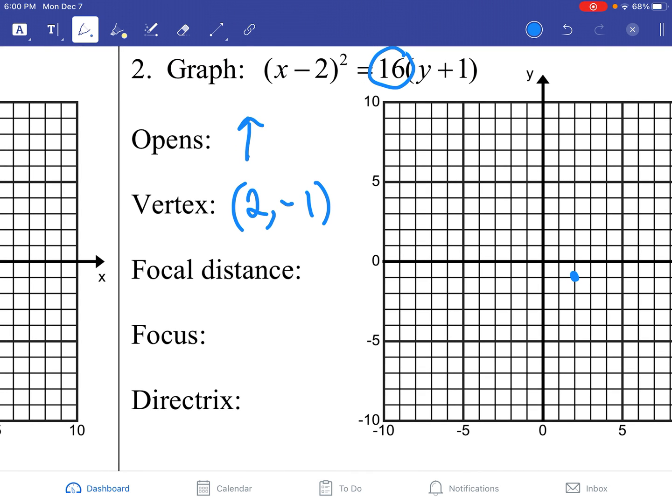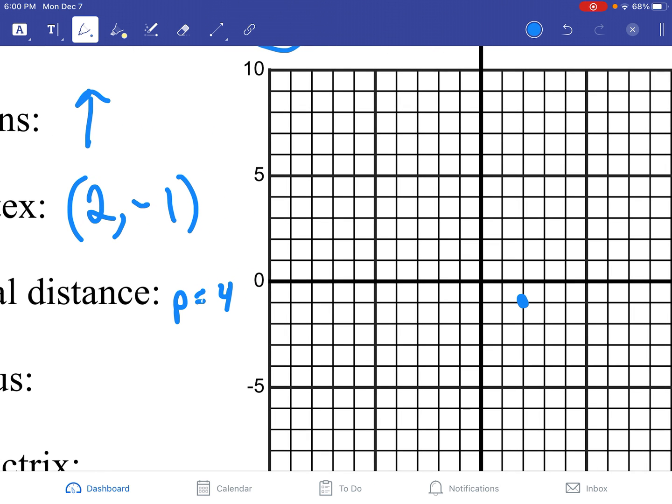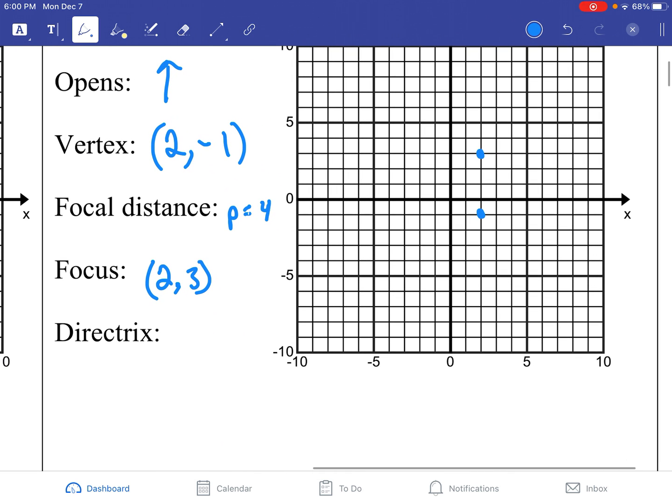Your focal distance is 16 divided by 4, which is 4. Since we're going up, we're going to put the focal point 4 up from the vertex. 1, 2, 3, 4. So that focal point is at 2, 3. Your directrix is going to be 4 down from the vertex. 1, 2, 3, 4. It's going to be a horizontal line right there. That is going to be y is equal to -5.